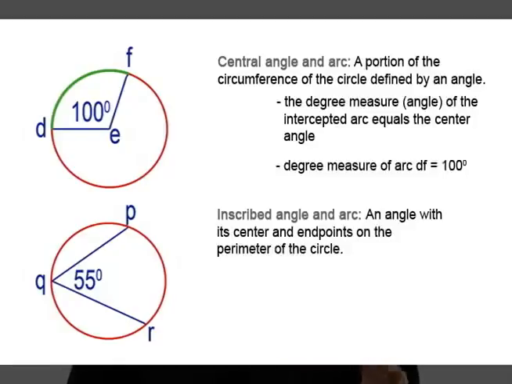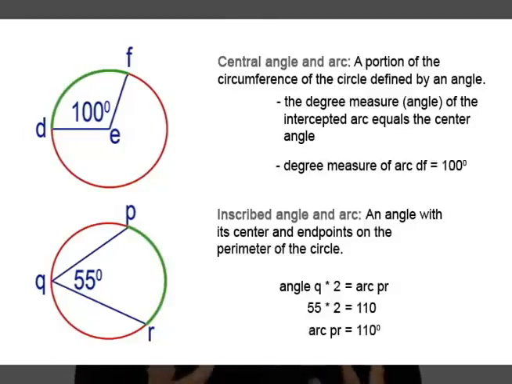Now take a look at this angle. Our arc that we're talking about is arc PR, but rather than arc PR being created by an angle that starts at the center of a circle, it's created by an angle that started all the way on the other side of the circle. So in this case, if angle Q has a degree measure of 55 degrees, arc PR does not have a length of 55 degrees like it did for our arc that was created by a center angle, but rather the length of arc PR is double the angle measure of angle Q. So if angle Q is 55 degrees, then the degree measure of arc PR is double that, or 110 degrees.